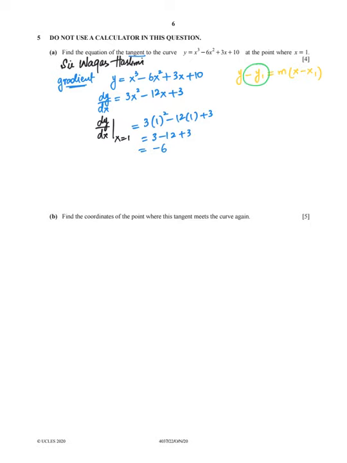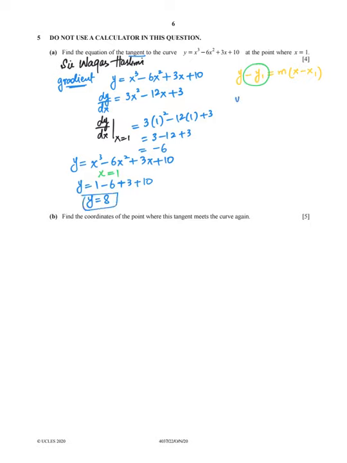To find the value of y1, again I'm going to write down the equation y equals x cube minus 6x squared plus 3x plus 10. And in that equation I'm going to place the value of x, that is equal to 1. So y equals 1 minus 6 plus 3 plus 10. Alright. So 1 minus 6 is minus 5, plus 3 is minus 2, and minus 2 plus 10 is positive 8. So that is your value of y1.